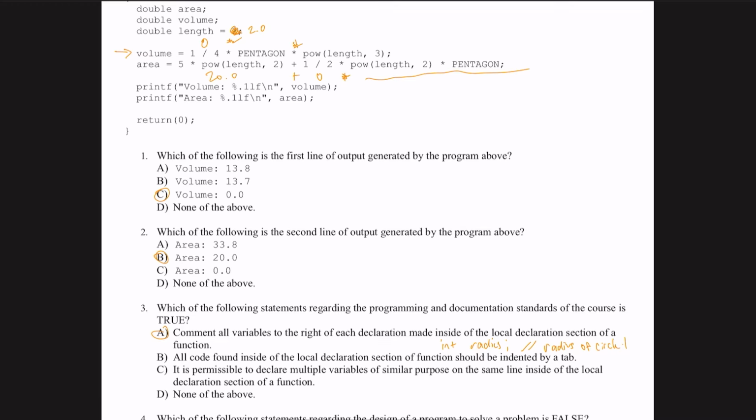C. It is permissible to declare multiple variables of similar purpose on the same line inside the local declaration section of a function. So this would be something like we have int x, comma y, comma z. You may see this used in other places online, but for this course we do not use it. This is so that we can comment each variable and just keep everything organized as we still learn. So the answer is A.